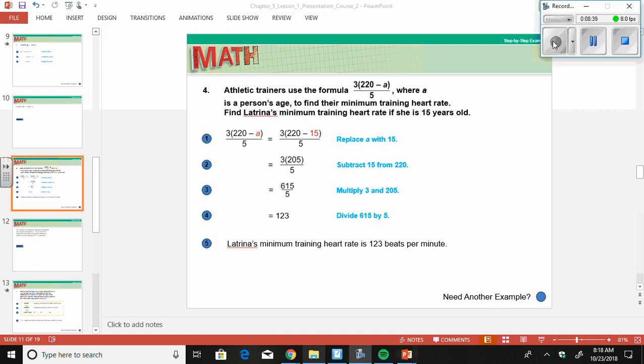Athletic trainers use the formula 3 parentheses 220 minus a close parentheses all over 5, where a is a person's age, to find their minimum training heart rate. Find the trainer's minimum training heart rate if she is 15 years old.